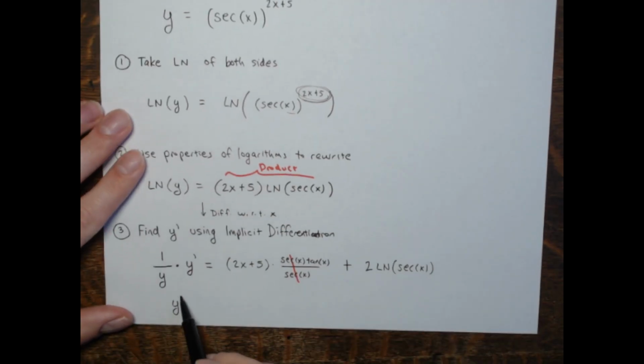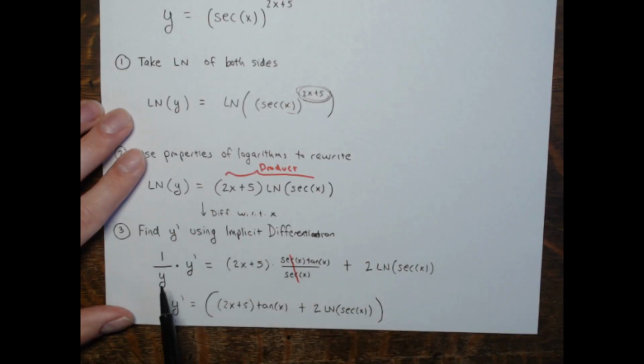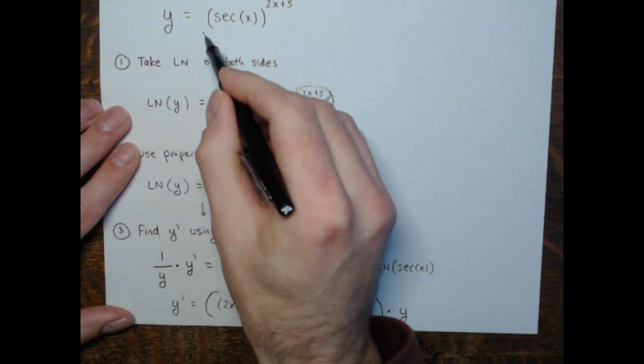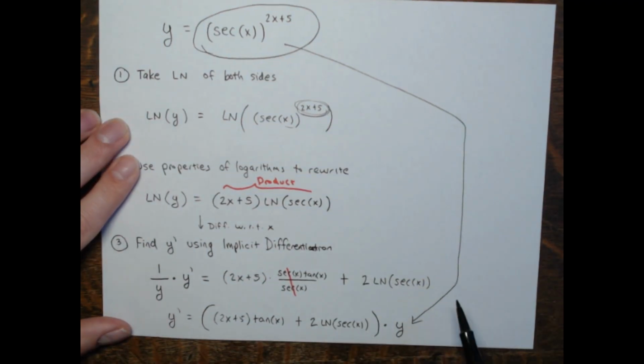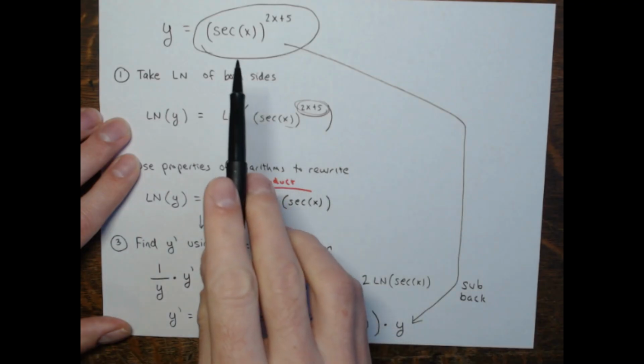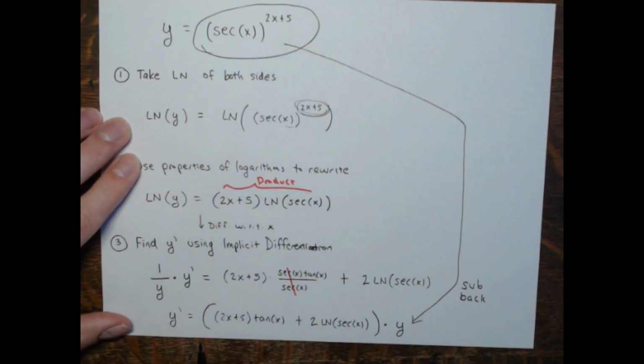And then we solve for y prime, right? So y prime is all of this, right? So it's this 2x plus 5 times the tangent of x, that was the first term, plus 2 times the natural log of the secant of x, right? It's that entire side. To get y prime alone, I multiply by y, and then we sub back, right? Y was this thing with the x's. So then the last step is to sub back, right? Y was this secant of x to the 2x plus 5 power.